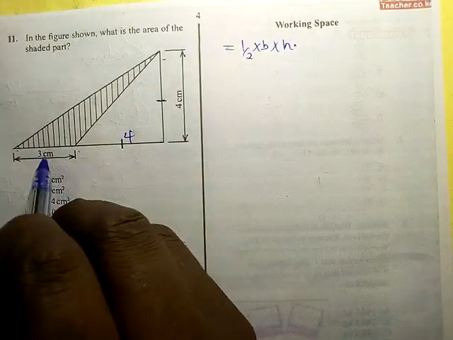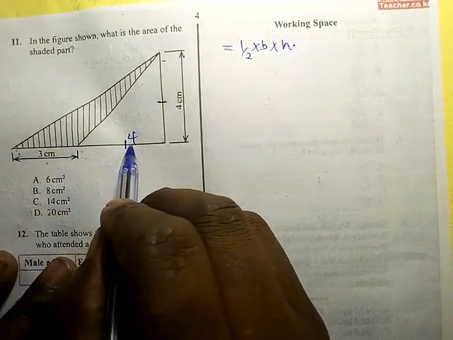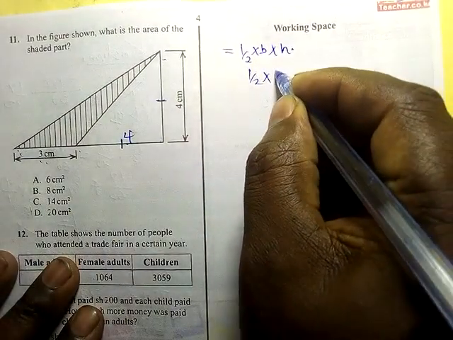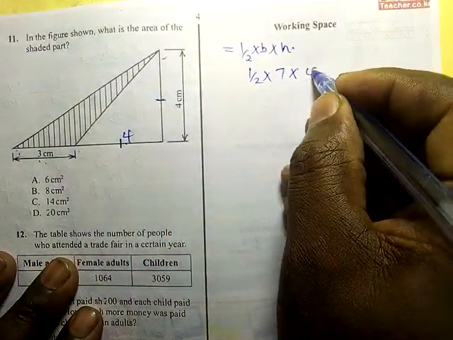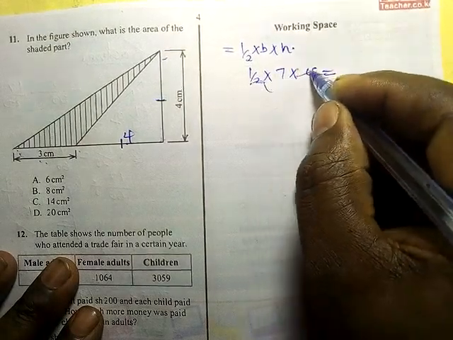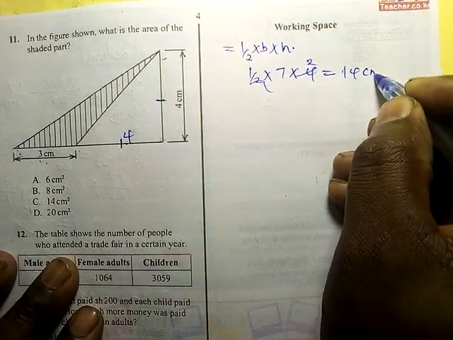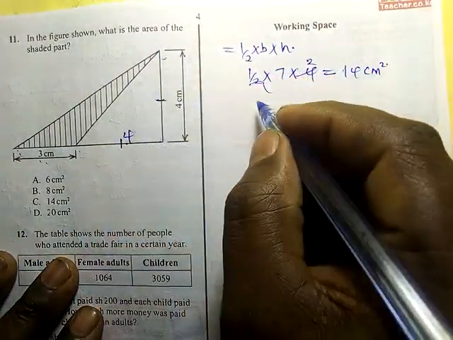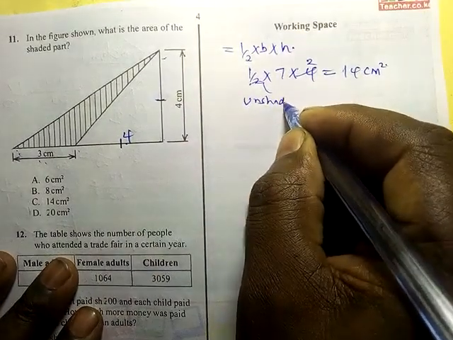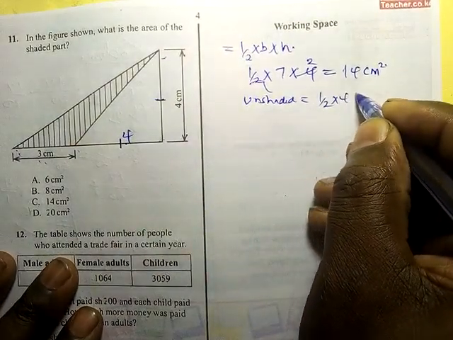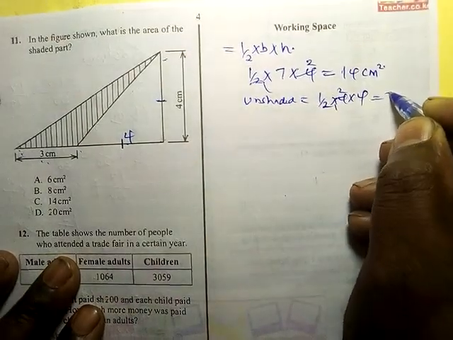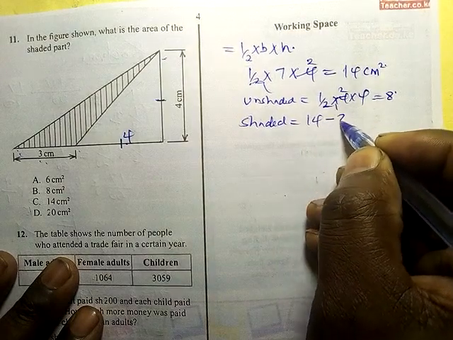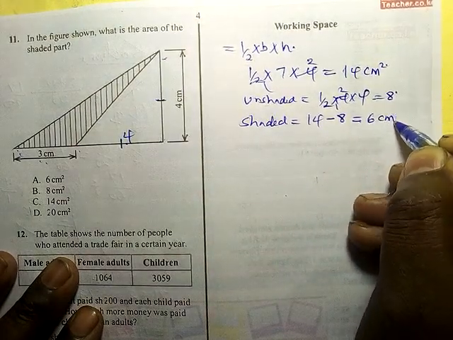So our base is 3 plus 4. So a half times 7 times height, which is 4. This will give us 14 centimeters square. So now we can calculate the area of the unshaded and then subtract. Unshaded is equal to a half times 4 times 4, and that is 8. So shaded is equal to 14 minus 8, that is 6 centimeters square.